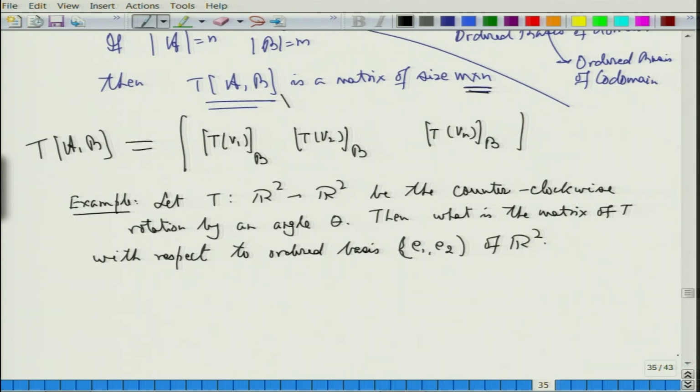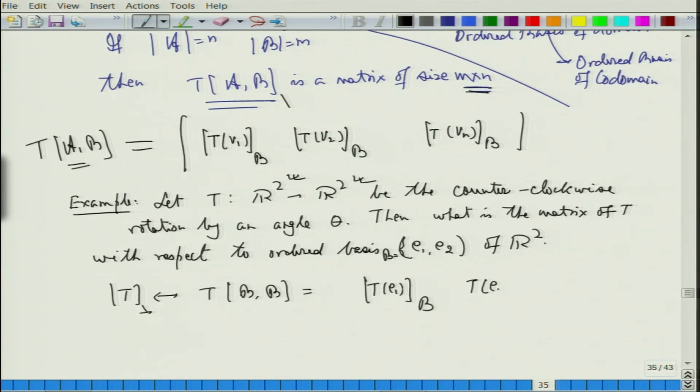So what exactly we need to do? We need to compute. So if I want this matrix T, ordered basis I will not write anything. Here I wrote T of AB, so if I write this as T of BB, because I am going from R2 to R2 itself, so BB itself. So I am supposed to look at T of E1 with respect to B, T of E2 with respect to B. This is the matrix that I am going to look at. This is what we saw. T of V1, T of V2, T of Vn. So T of E1, T of E2 with respect to B.